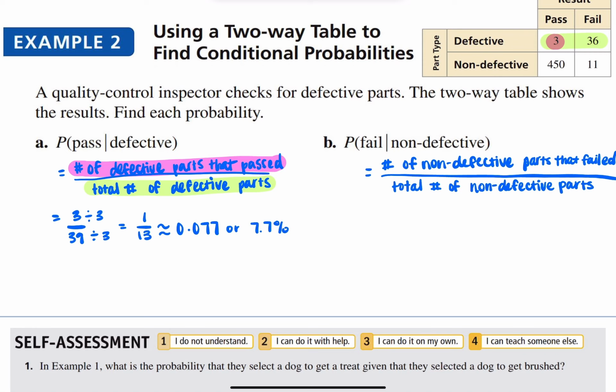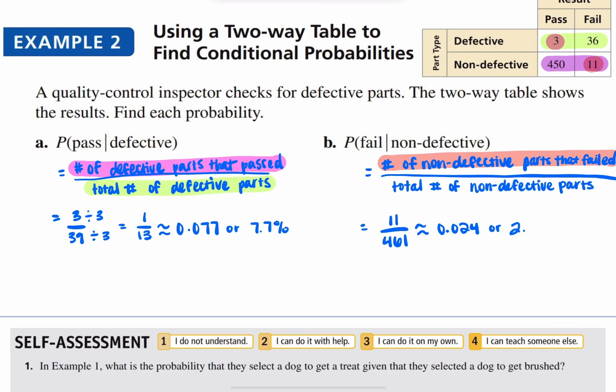So here, the number of non-defective parts that failed, we're going to look in non-defective fail, that's right here, 11, over the total number of non-defective. So we're adding everything in the non-defective row. 450 plus 11 is 461. If we want to simplify that, or not simplify, it's already as simplified as it can be, but we can make it a decimal, which would be about 0.024, or we can make it a percentage, about 2.4%.